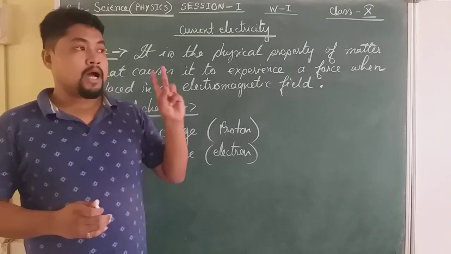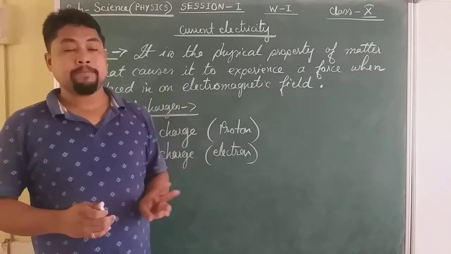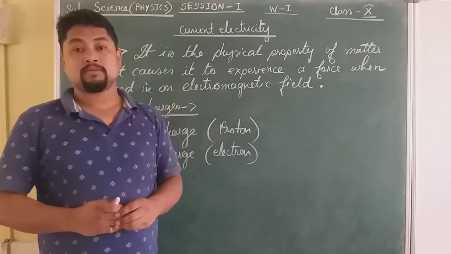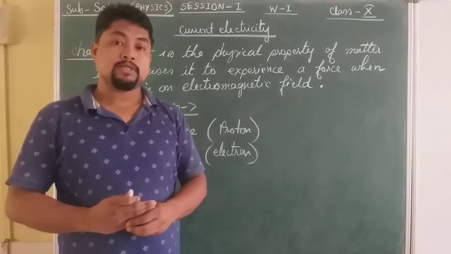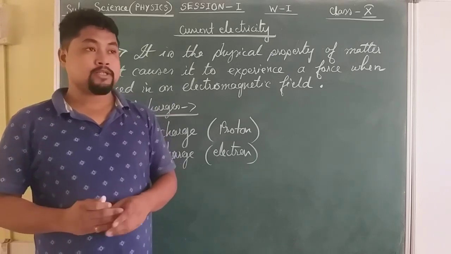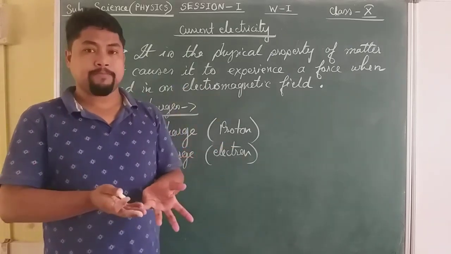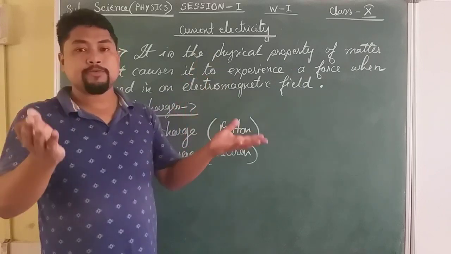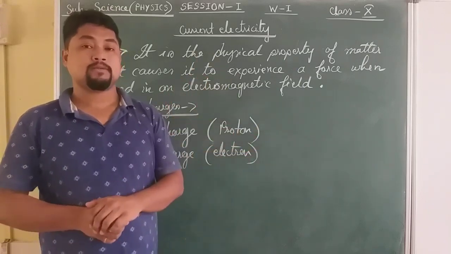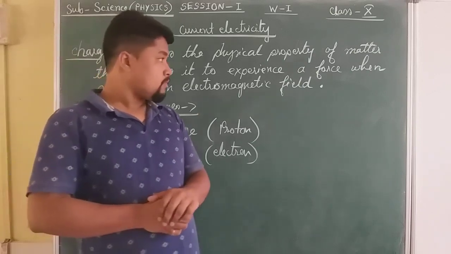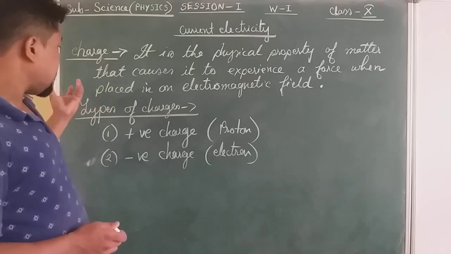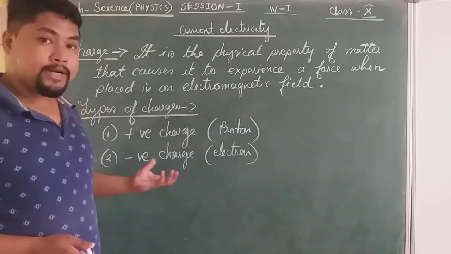And the third property is a very important property, which is known as quantization of charge. Charge is quantized. That is, the total charge of a charged body is equal to the integral multiple of the electronic charge. I will describe it next.